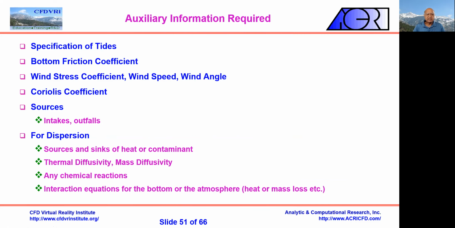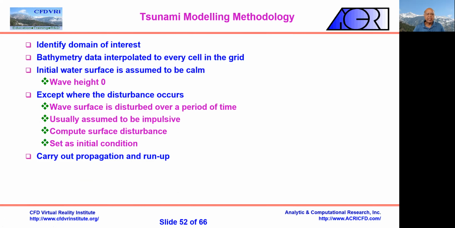Now, auxiliary information needed for this computation is the tides, the bottom friction coefficient, wind friction, Coriolis coefficient, sources, intakes, outfall. And if we're doing dispersion, we need sources and sinks of heat and contaminant, thermal diffusivity, mass diffusivity, chemical reactions, and anything that connects to the bottom or the top.